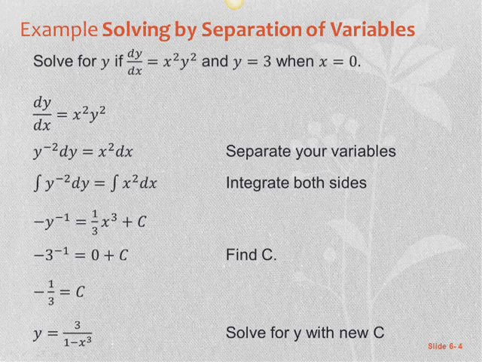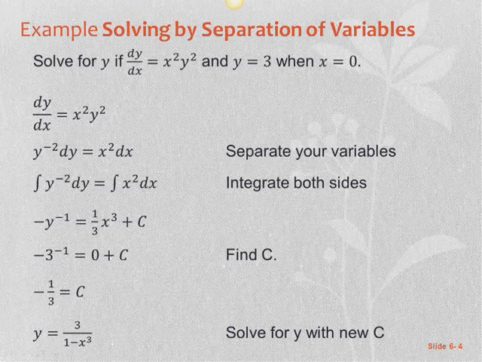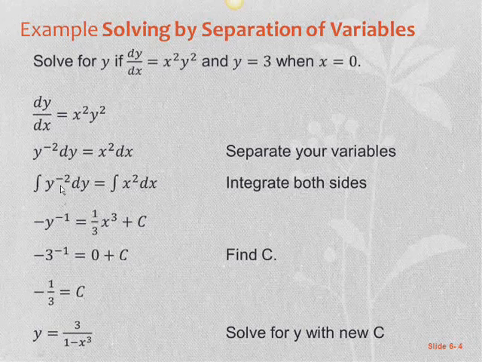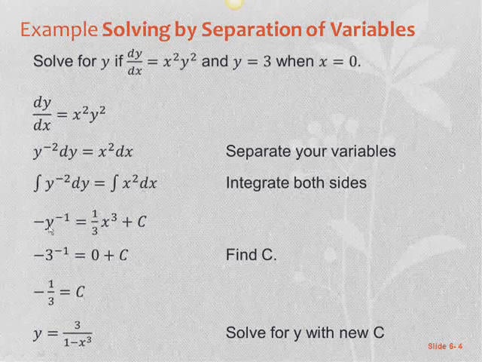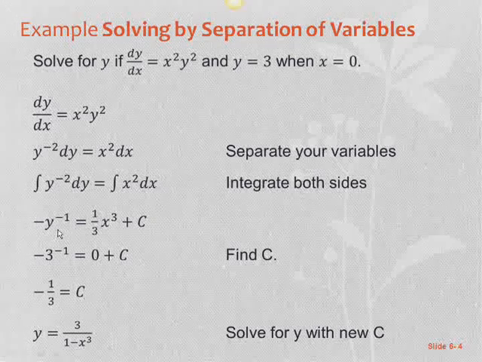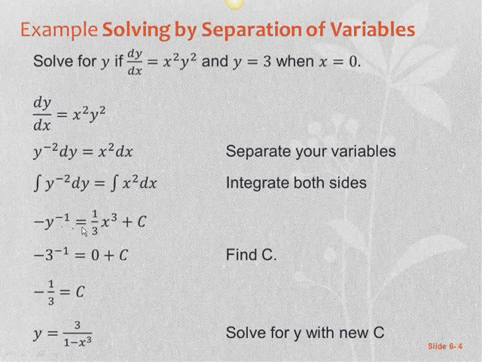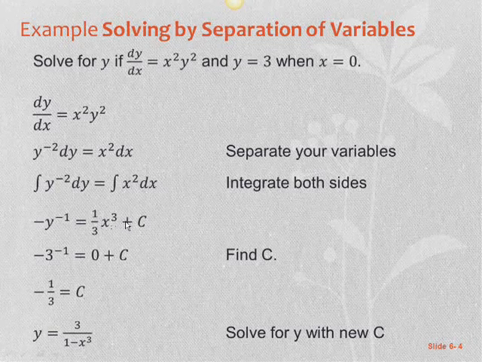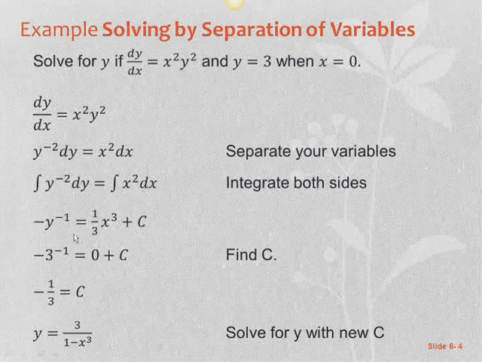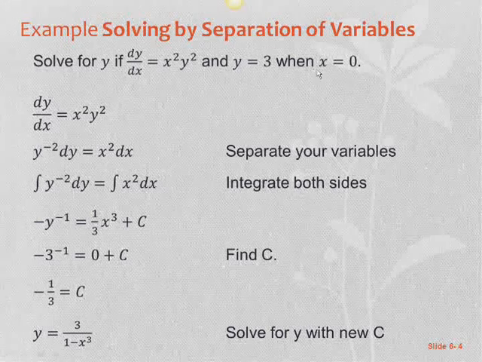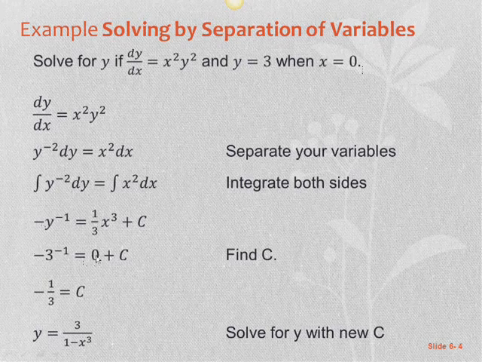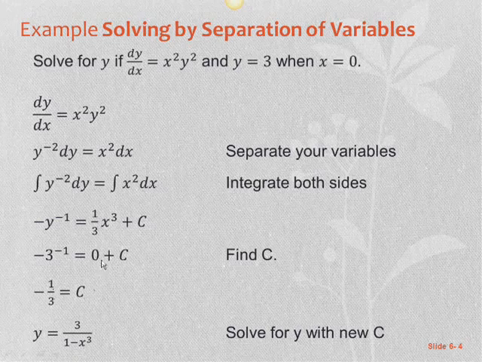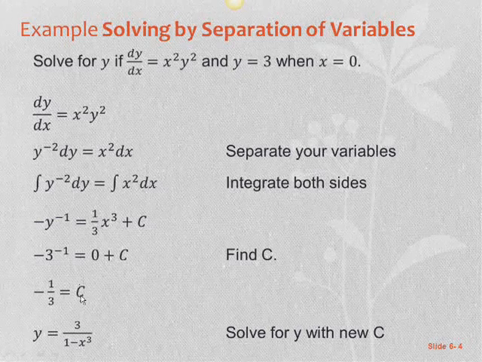Once I have that, I just find the antiderivative of both sides. So we're going to integrate both sides. And so when I integrate y to the negative 2, I add 1 to my power, divide by that power, so I have negative y to the negative first. And then I add 1 to my power here and divide by that power, so 1/3 x to the third plus my c. When I put my 3 and 0 back in for y and x, and I solve that, this will give me a negative 1/3 equals then 0 plus c, which is c.